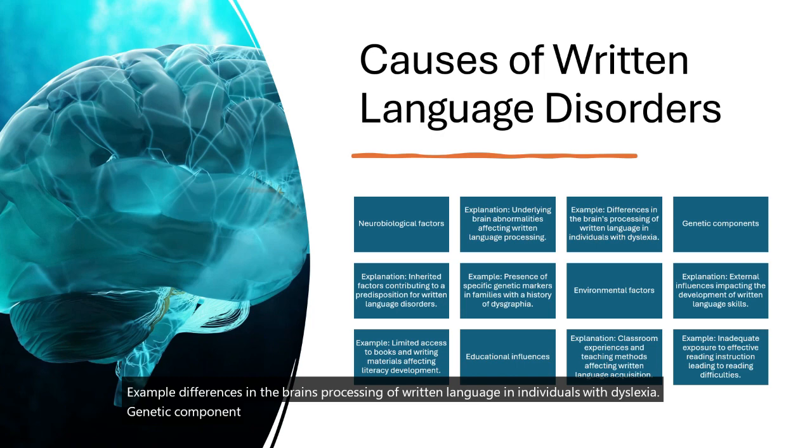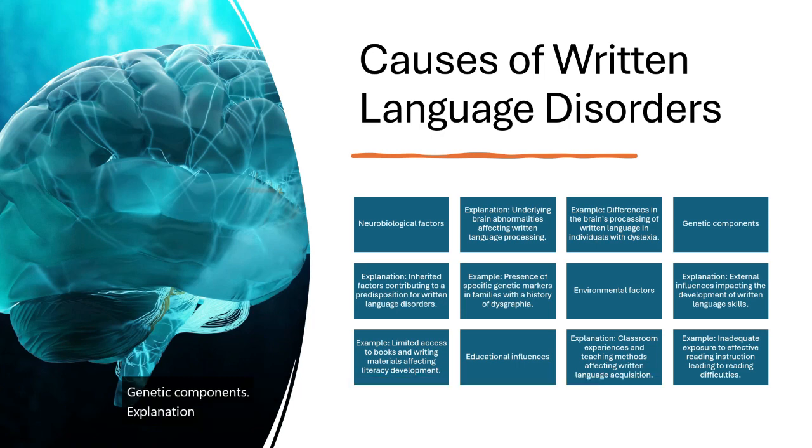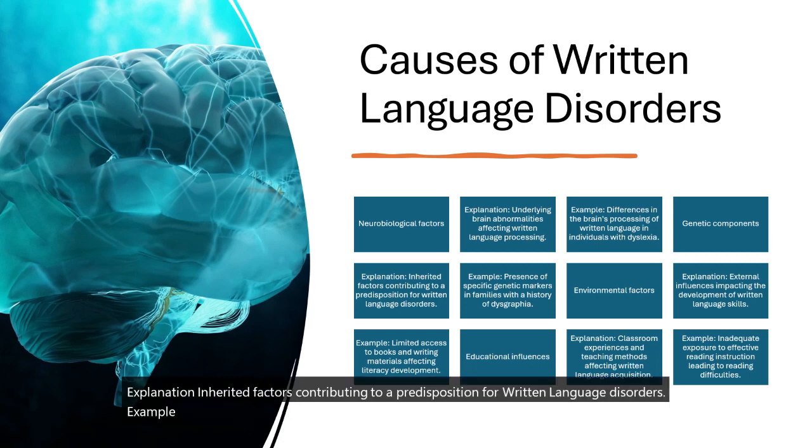Genetic components. Explanation: inherited factors contributing to a predisposition for written language disorders. Example: presence of specific genetic markers in families with a history of dysgraphia.